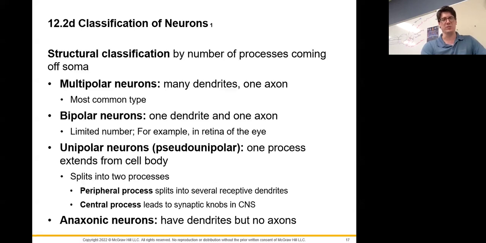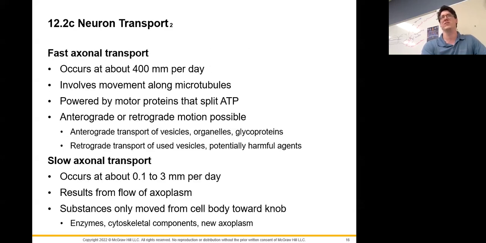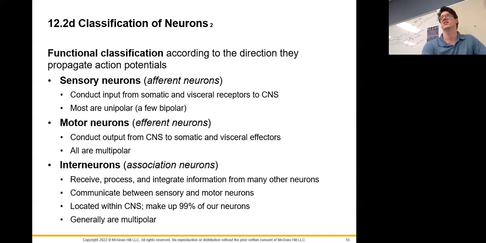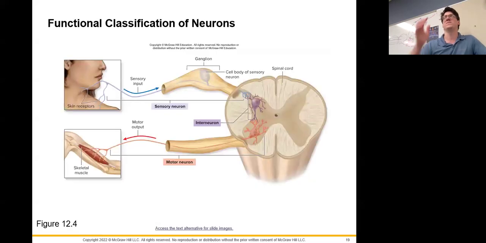I'm not worried about necessarily your ability to identify all those, but I wanted you to realize that not all of our neurons look like the drawing that was up there. Now, we do have some functional classifications of our neurons. These are important. However, we've already talked about it a little bit.